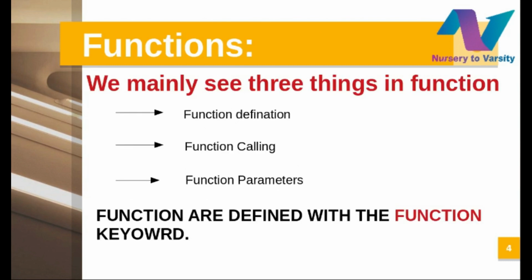Whenever we talk about functions, we see three things: function definition, function calling and function parameters. Functions are defined with the function keyword. Whenever you have to define a function, the keyword that you have to use is function. So what's the syntax? How can you define them, call them or pass them parameters?